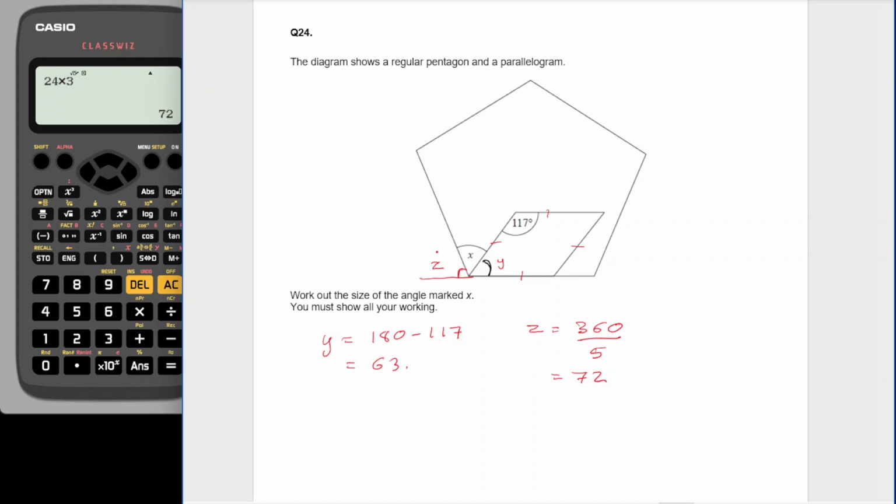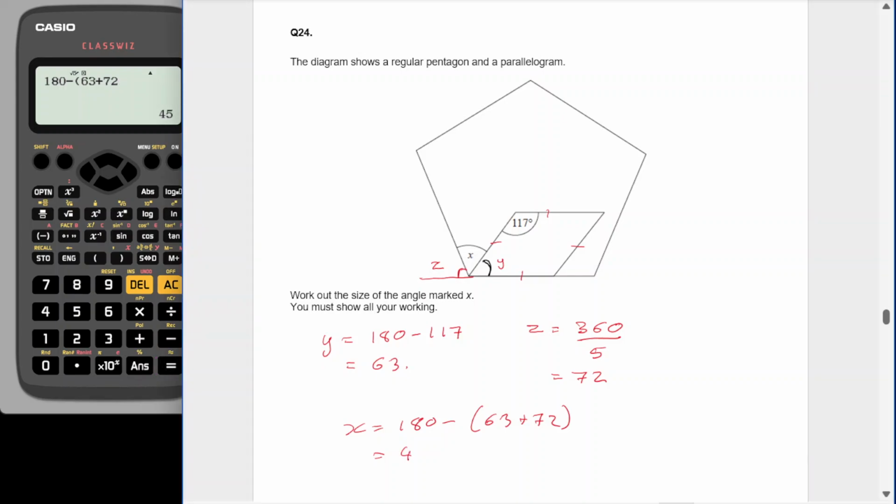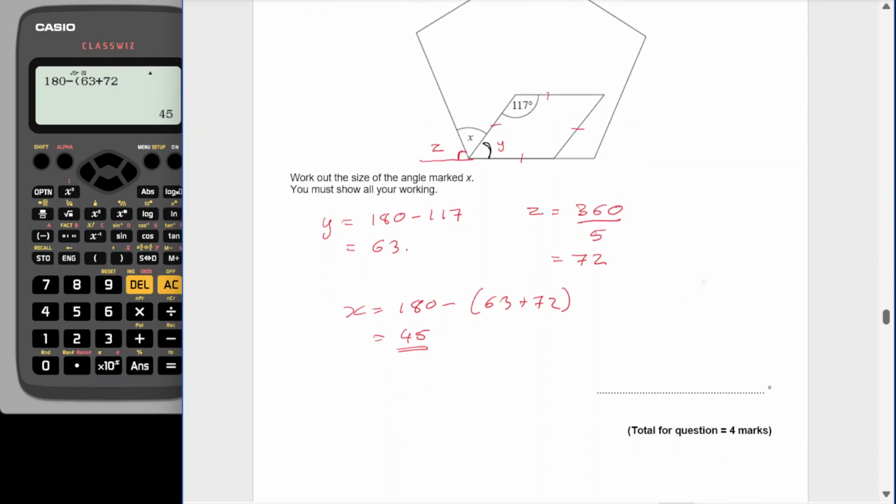So all three angles need to add up to 180. So I'm going to say X is going to be equal to 180 minus (63 plus 72), which is 180 minus 135. It's 45. Didn't close my bracket there, but it doesn't really matter. So we're looking at 45. It doesn't ask you to state your reasons, just show your working clearly.